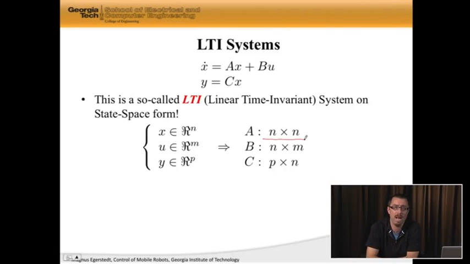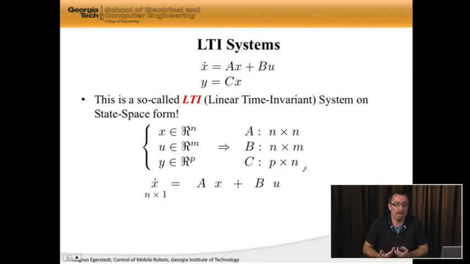If u is in Rm, meaning we have an m-dimensional input, then B is going to be an n by m matrix. And similarly, if the output is p-dimensional, meaning we're sucking out p different things from our system, then the C matrix is a p by n matrix. And the reason this is right, you can see if you actually write down the equation. X dot is AX plus BU.